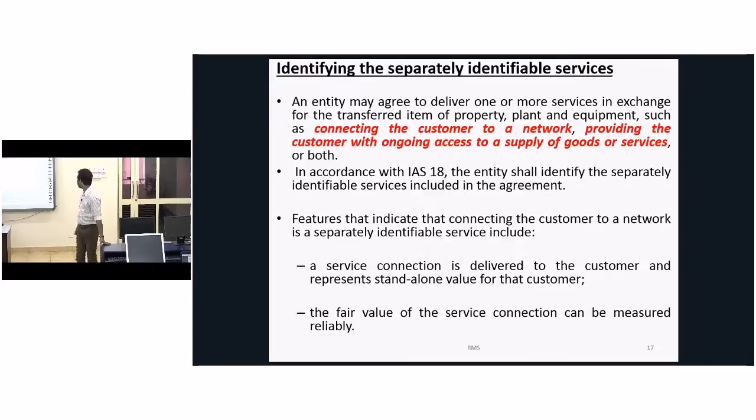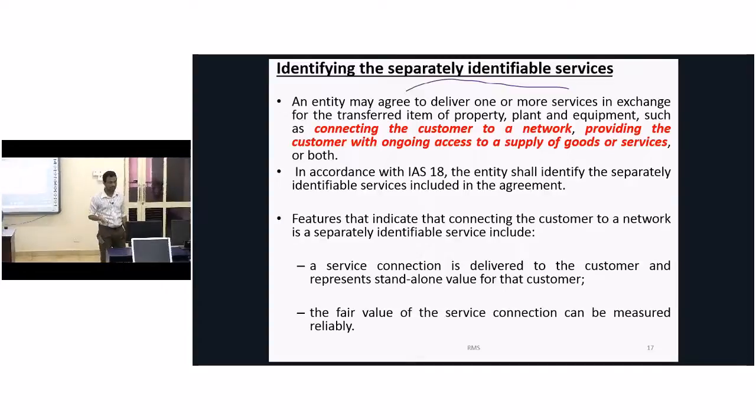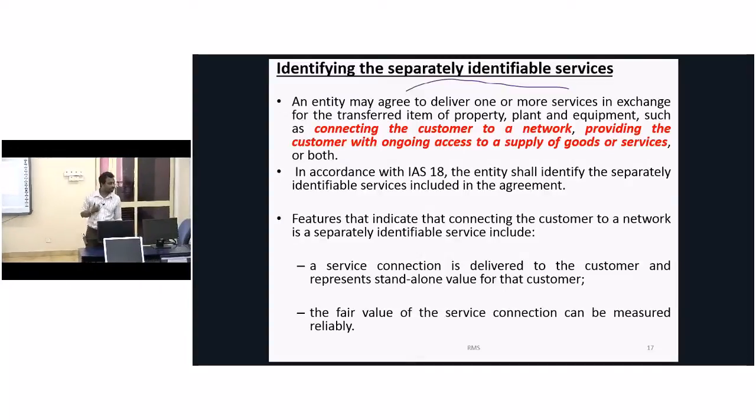That's what they say here: identify separately identifiable services. I have two services now actually. I usually charge customers for the usual electricity, which is income. But I have given a discount. I recognize this discount also separately. Let's see.